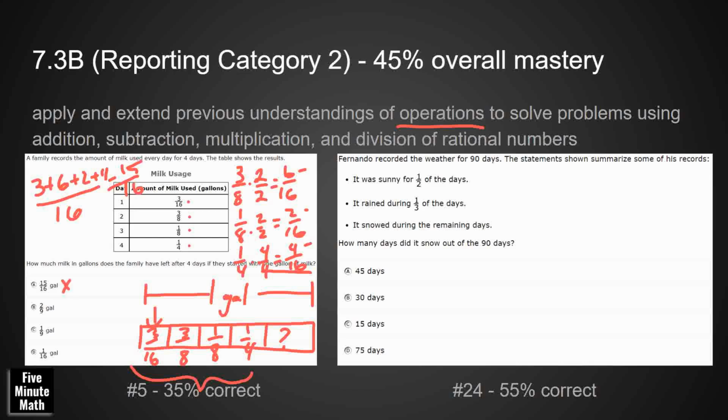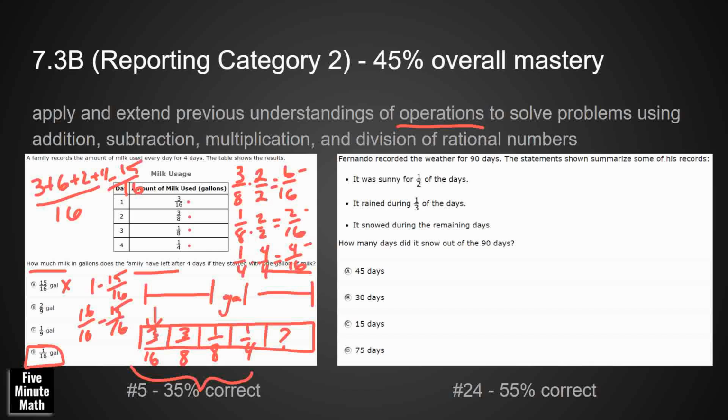But it doesn't ask how much milk did they use. They asked how much milk did the family have left. So if I subtract 1 minus 15/16, we can change that 1 into 16/16. Or we can just use number sense to say, all right, we're 1/16 away. So that's our answer, D.